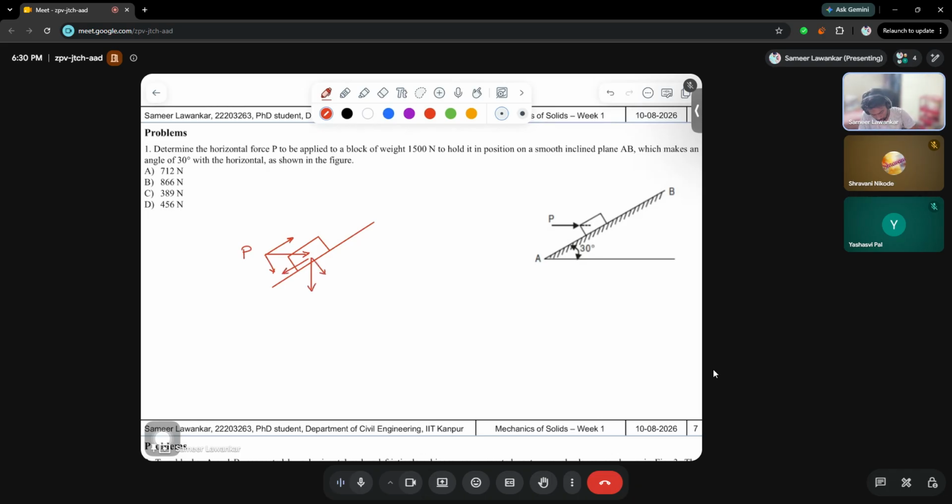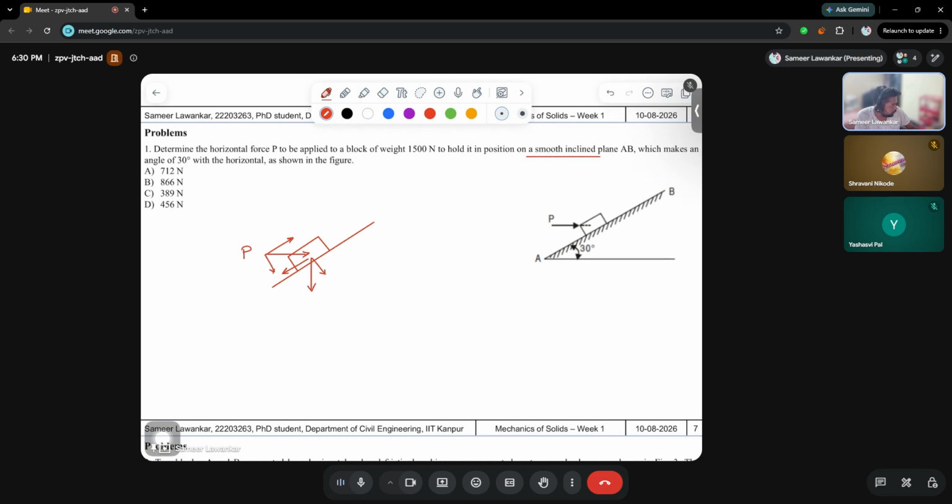Now the question asks: determine the horizontal force P to be applied to a block of weight 1500 newtons to hold it in position on a smooth inclined plane. As it is a smooth inclined plane, no friction force acts here. The plane makes an angle of 30 degrees with the horizontal as shown in the figure. You just need to calculate this and you can get the answer.